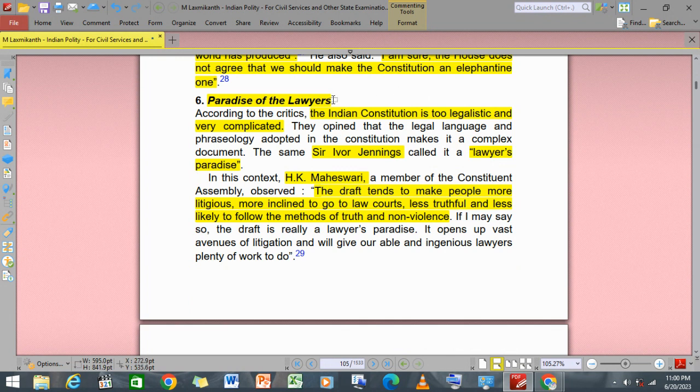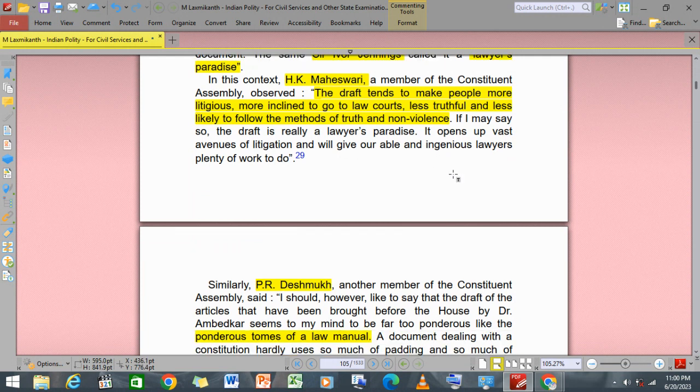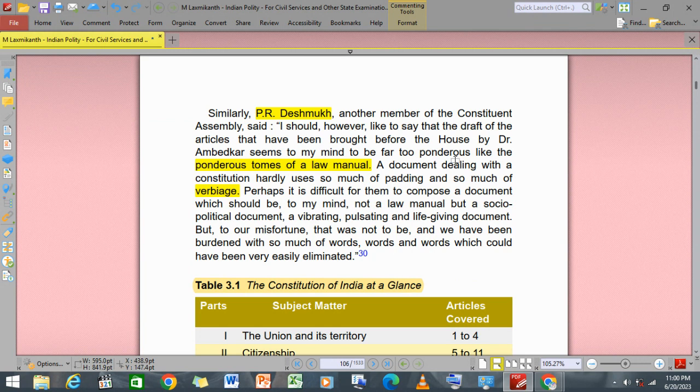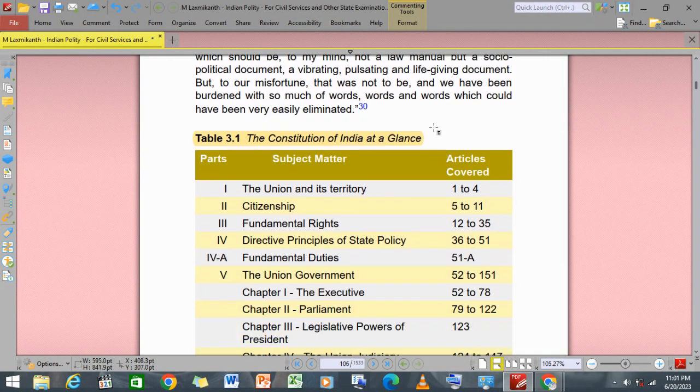Then it is the paradise of lawyers. The Indian constitution is too legalistic and very complicated. Sir Ivor Jennings said that it's a lawyer's paradise. H.K. Maheshwari said that the draft tends to make people more litigious, more inclined to go to law courts, less truthful and less likely to follow the methods of truth and non-violence. All right. Then P.R. Deshmukh said it is a ponderous torment of a law manual, and it is quite verbiage, right?